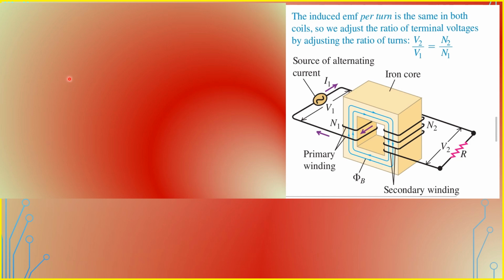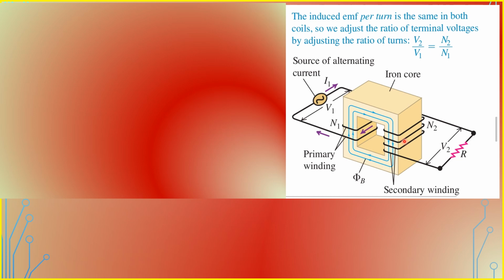The figure shows an idealized transformer. It has two coils or windings, electrically insulated from each other but wound on the same core. The core is typically made of a material such as iron with a very large relative permeability.